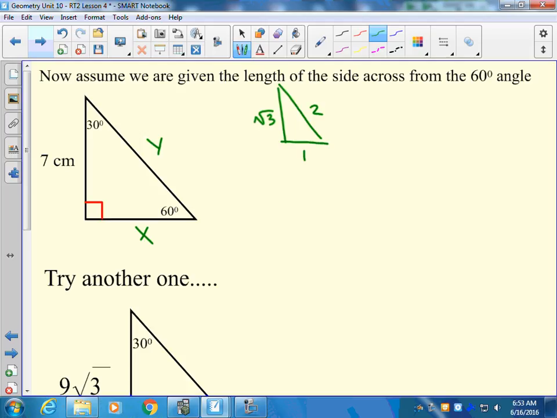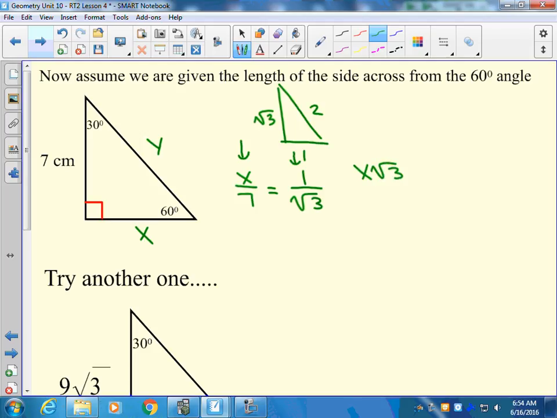So if I'm wanting to find my short leg here, short leg of x over long leg of 7 equals short leg of 1 over long leg square root of 3. So here is my triangle on the left, and this is the same ratios from the reference triangle on the right. And then from there we cross multiply and solve.